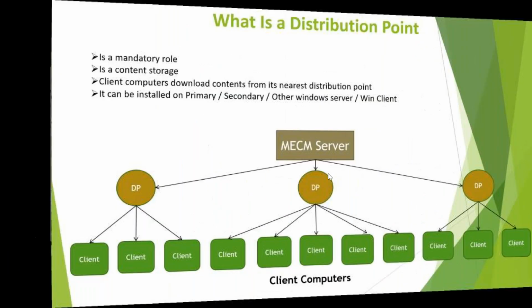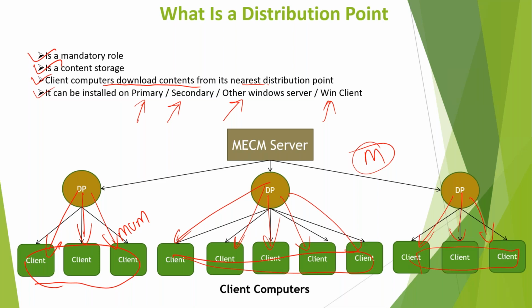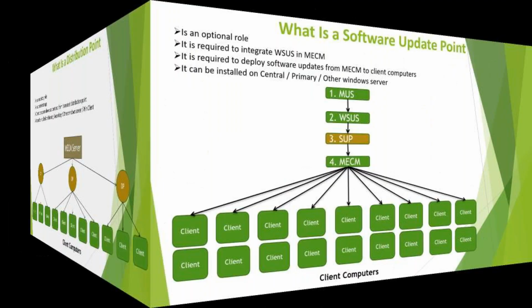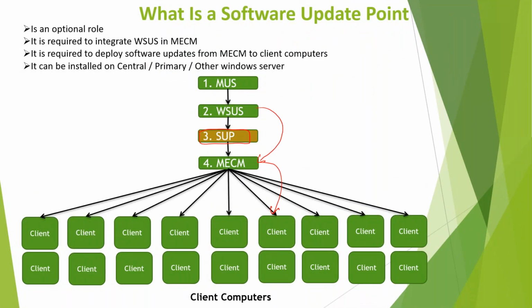So then we discussed the distribution point. Distribution point is a mandatory role. It's a content storage. Client machines will download content from the nearby distribution point. It can be installed on primary, secondary, or any other Windows server. So it's a file storage. Okay. Now we just discussed the software update point. Software update point is needed to deploy updates to our client machines.